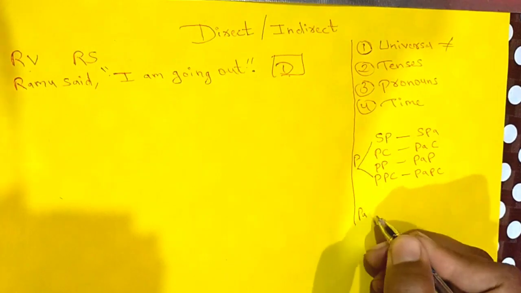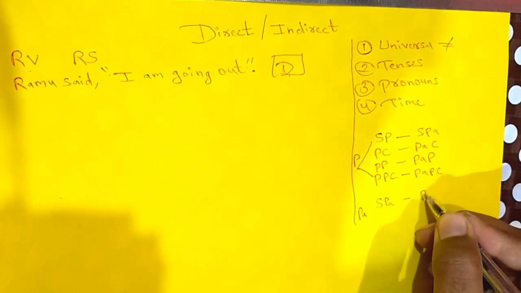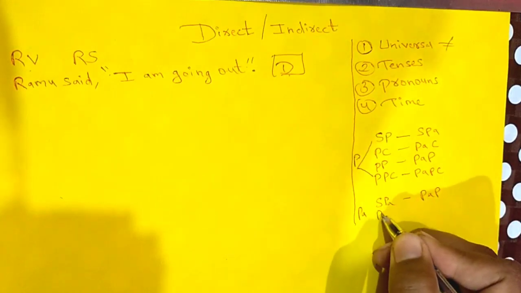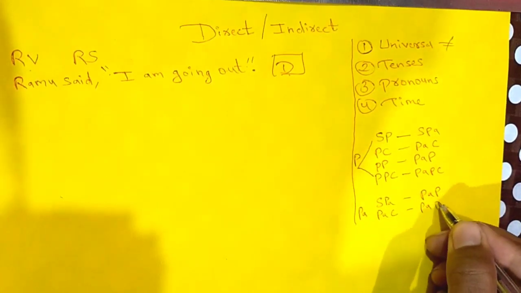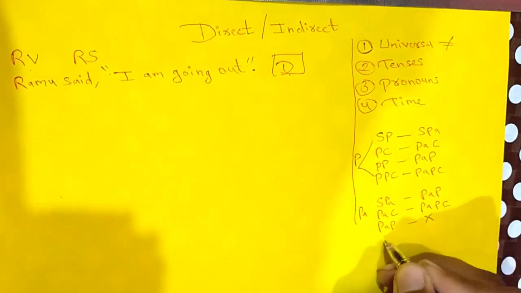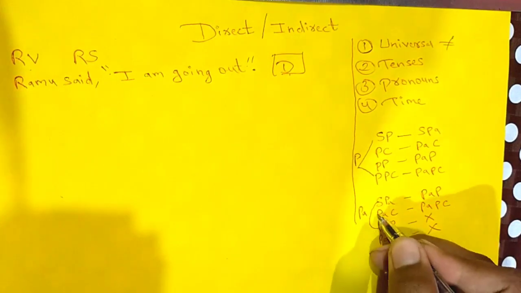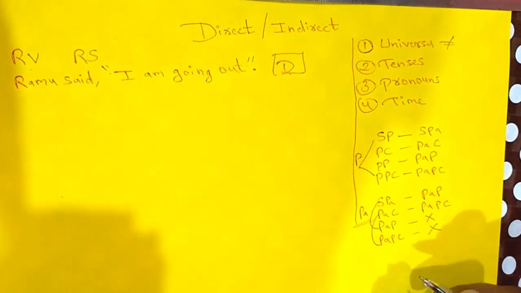How will the past tense sentences change? So simple past will change into past perfect, and past continuous will change into past perfect continuous. Can you guess? Past perfect will change into what? There is no change. And even past perfect continuous also has no change. So somewhat this formula you need to follow. So this was the past tense.